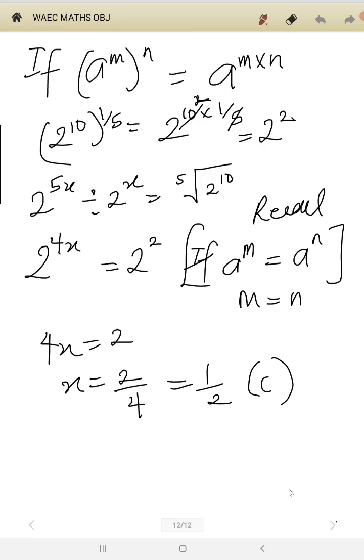The moment you are able to use the law, you will surely get the answer.